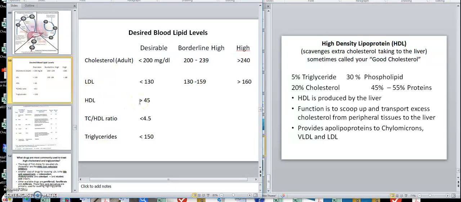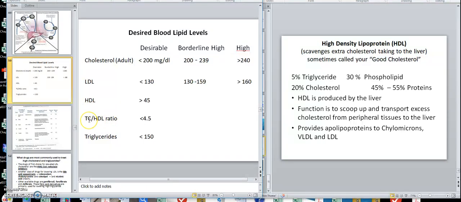Now, the only thing that exercise, particularly aerobic exercise like swimming and running, does on lipid levels is to raise the HDL level. Because the more HDL, the better it is.